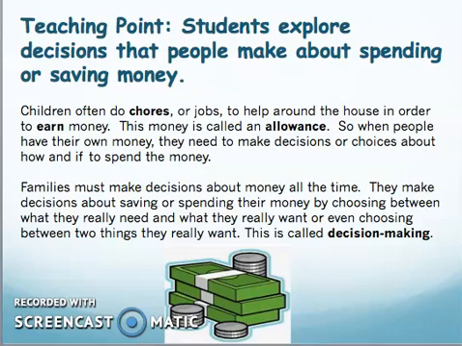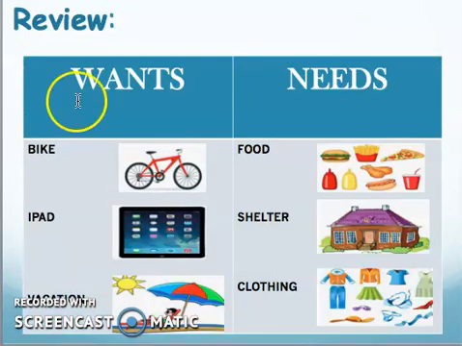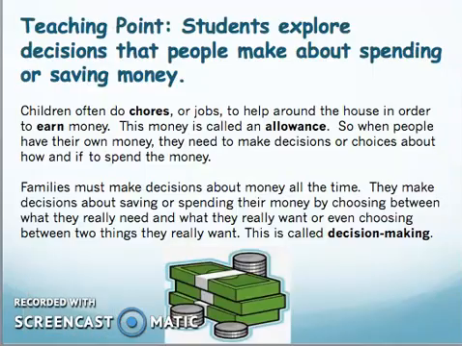So sometimes you have to make a choice between something you want, right, a bike, or something you need, like food. But sometimes you have to make choices between two things that you want, right? Do I want this bike or do I want this iPad? So that's called decision making.